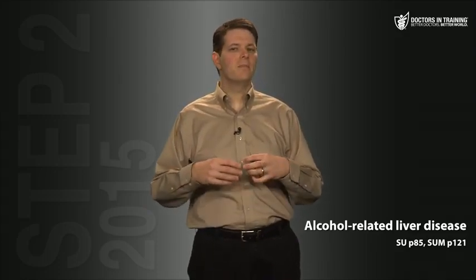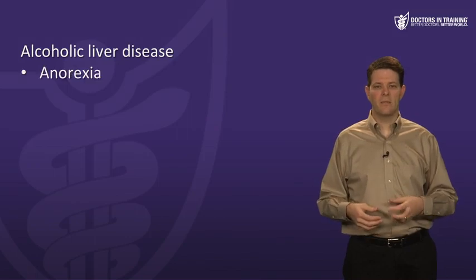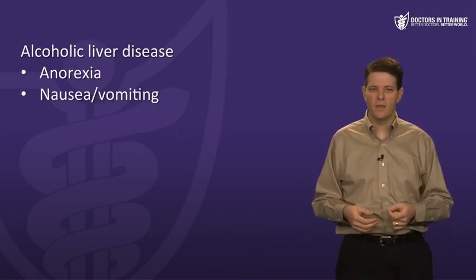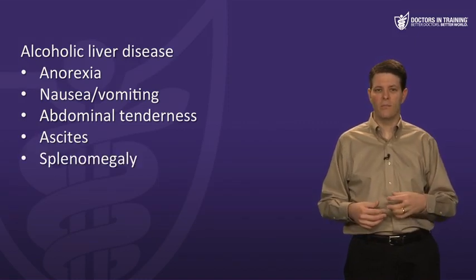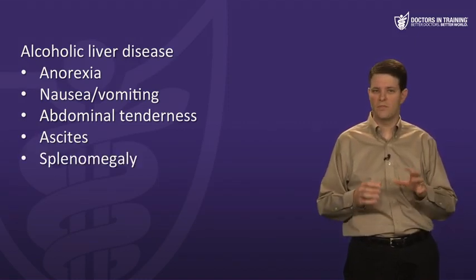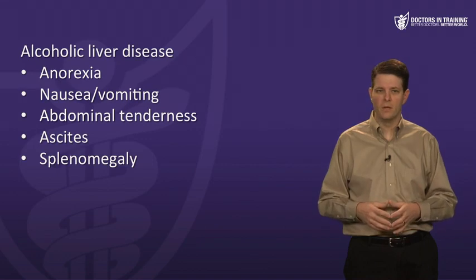Patients may be asymptomatic for years and years with alcoholic liver disease. And then once they start having symptoms of cirrhosis, that means their liver is pretty far gone. Late in the disease, they can get some anorexia, some nausea and vomiting. They might have abdominal tenderness, ascites and splenomegaly as they start to develop portal hypertension as well. We're going to talk about the features of portal hypertension in a little bit.